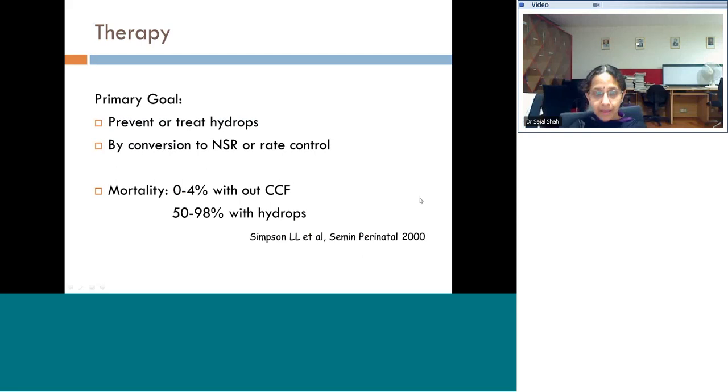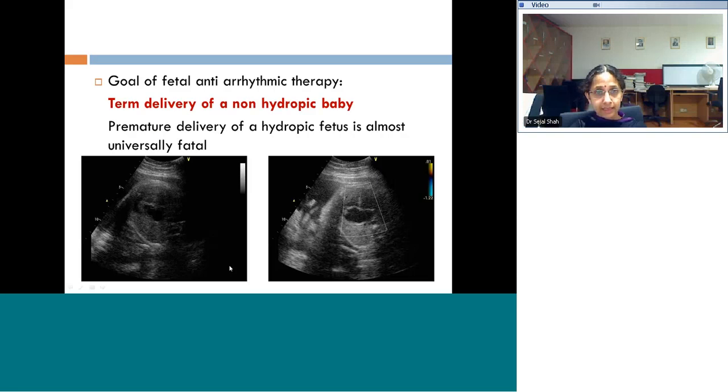How do we manage them? The most important is to prevent hydrops, or if hydrops is already there, treat hydrops by converting into sinus rhythm. If not, then rate control. The mortality clearly is based on whether you have hydrops or you don't. If you do not have hydrops, the picture is much clearer. If there is hydrops, there is a 50% chance of mortality.